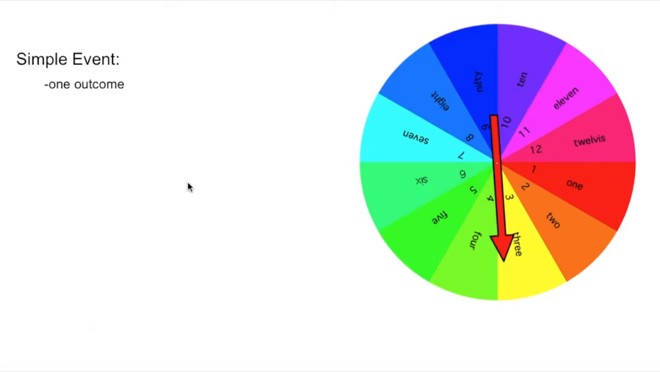A simple event has exactly one outcome. So let's say Belinda wins in the event of a 7 being spun. That's called a simple event.